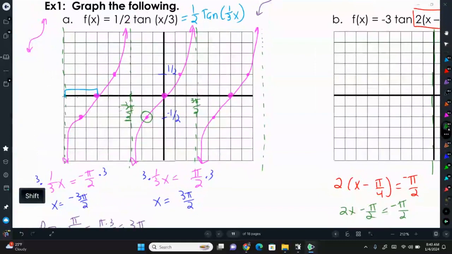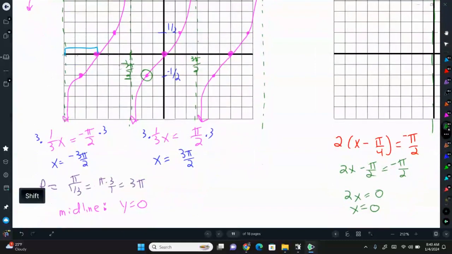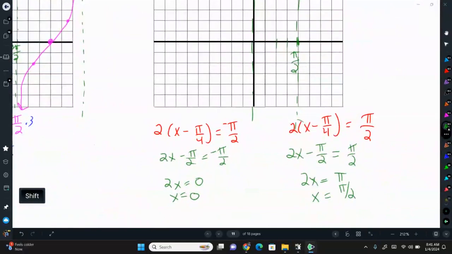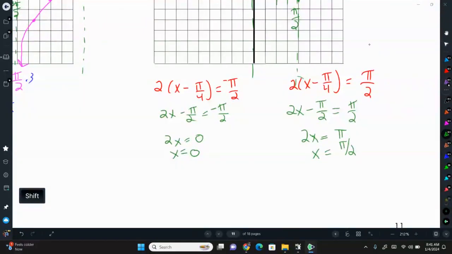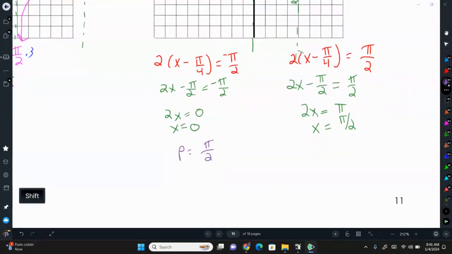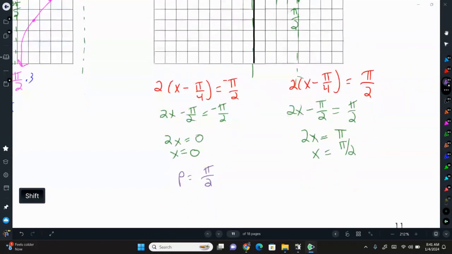The problem with doing that with the previous problem is that our period was 3 pi and our asymptotes were at a multiple of pi over 2, so it was going to be hard to make both of those fit and have nice consistent markings on our graph. Here, our asymptotes are at 0 and pi over 2, and our period is going to be pi over b. Well, our b value is 2, so pi over 2 is our period. So that is a nicer fit altogether. So now we know every pi over 2, we're going to have an asymptote.